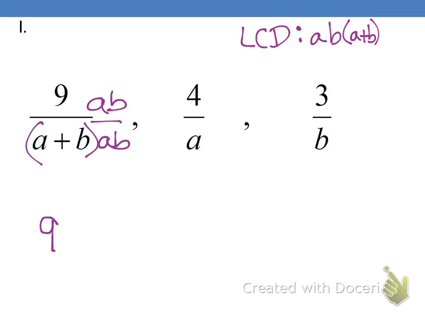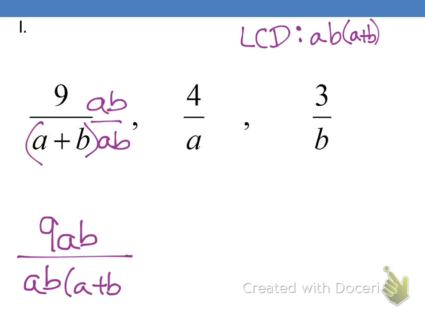So this is going to be 9AB over, I'm going to write the A and the B in the front. It would be A squared B plus AB squared. But I'm going to leave it like that.